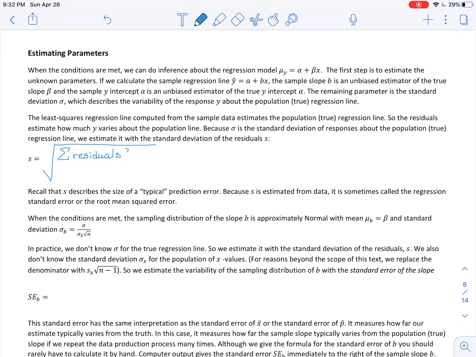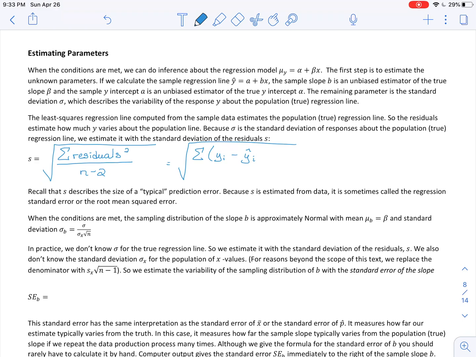The formula for this is the square root of the sum of the residuals that have been squared. We square them so we don't end up summing to 0. And then we're going to divide this by n minus 2. In this book, it just keeps saying this is beyond the scope of this course to talk about why it's n minus 2, but it's n minus 2. It's complicated. We're not going there.